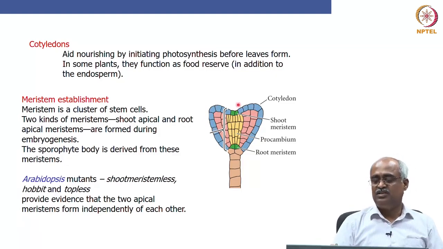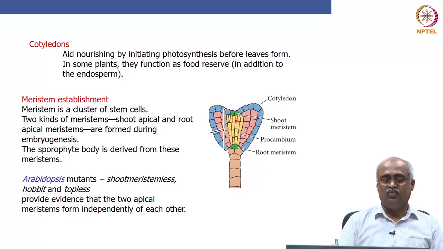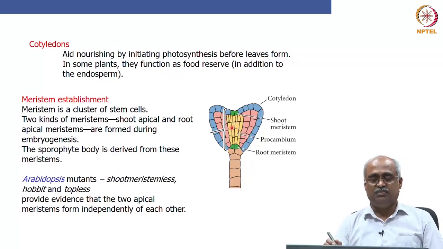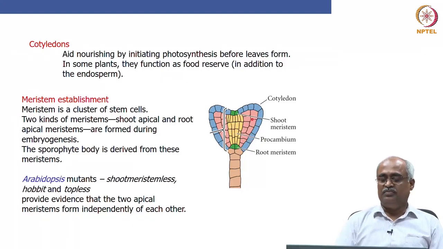And by that stage, I told you that the apical basal polarity becomes obvious, and one of the three purposes of embryonic development, that is setting up the apical meristems, this is the shoot apical meristem and this is the root apical meristem. So these two become quite obvious by the time of heart shape. Now we will go to the meristem establishment in a minute, but before that let us consider cotyledons briefly.